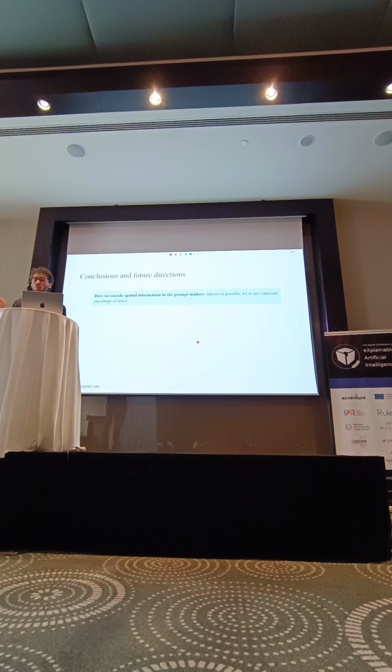And so what conclusions can we take from this work? First of all, how we encode spatial information in the prompt matters. If you're doing something like this, whenever possible, you should try to use Cartesian encodings of space. Model scale matters as well, but smallish models can perform relatively well if prompted in Cartesian terms.